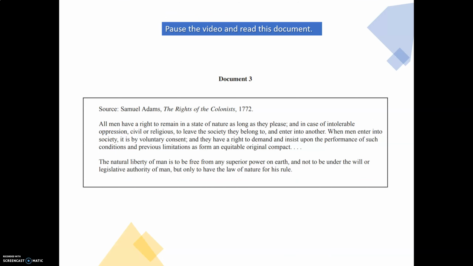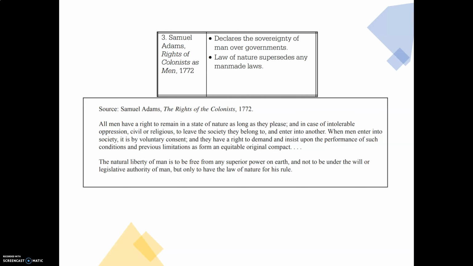So our document here, document 3, is from Samuel Adams. We know Sam Adams. He's the cousin of John Adams, the second president. He is a Son of Liberty, so he's a great agitator for the patriot cause. And this is basically a statement saying that the people have a right to self-determination. In other words, a right to govern themselves, that the people should have power over the government.